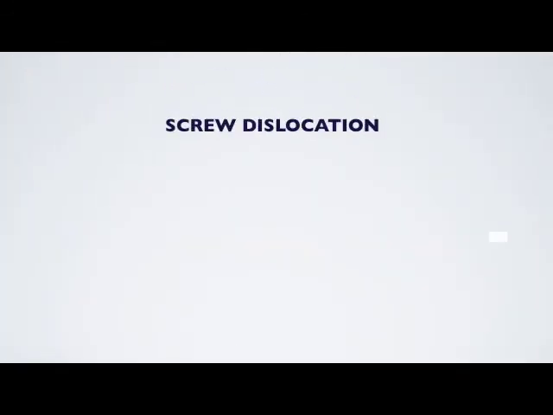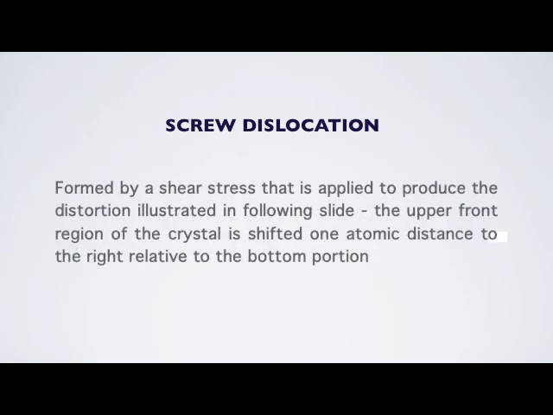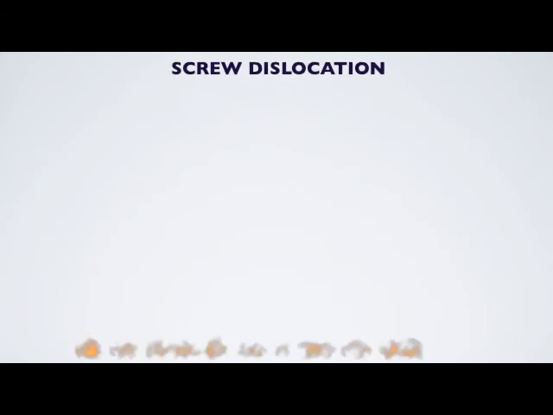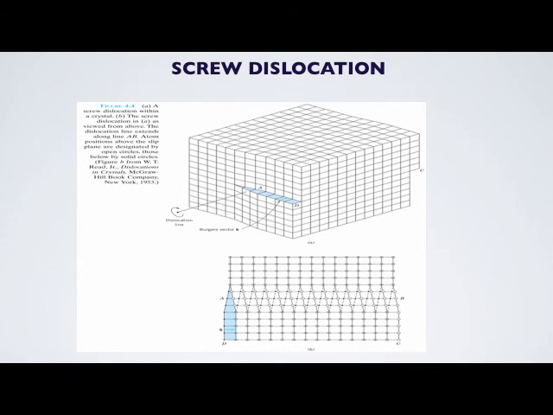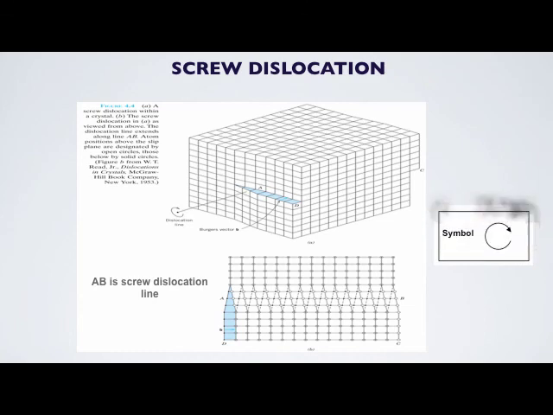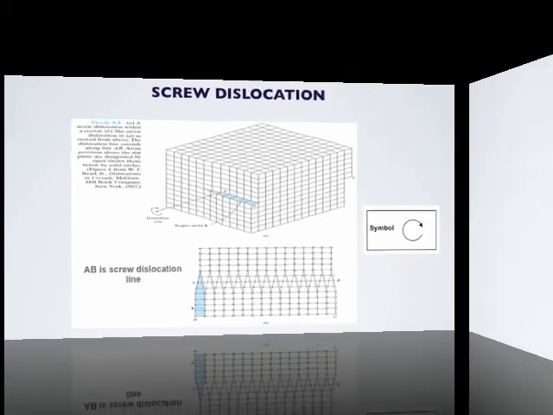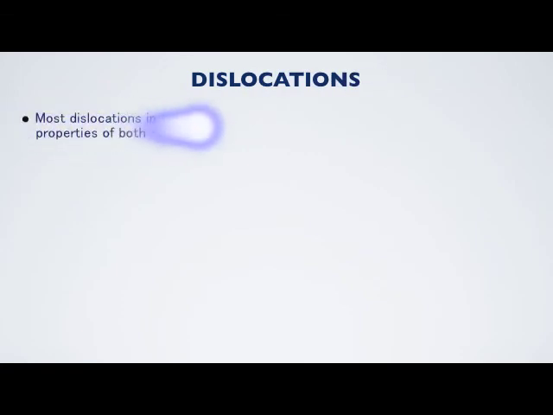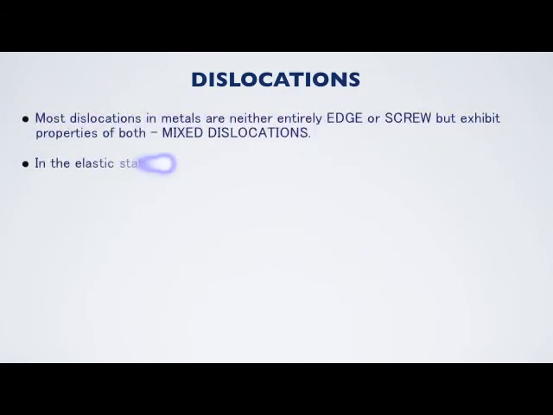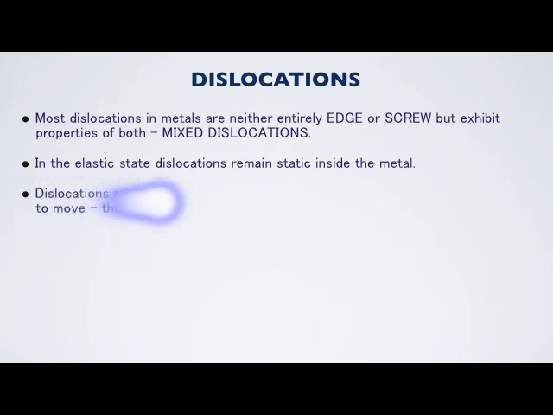Now what is a screw dislocation? This is caused by a shear force or shear stress. So as we can see, the atoms are kind of misaligned to the right or to the left, and this is a screw dislocation, and it has this symbol. Now in reality, all metals have a mixture of both edge and screw.